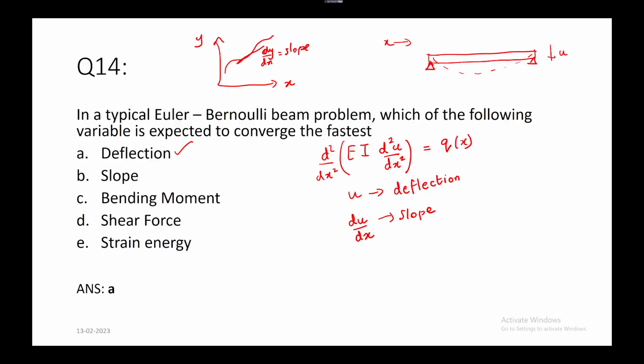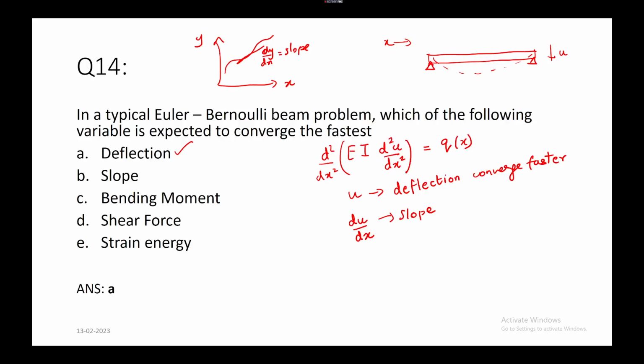So you can see, compared to deflection and slope, which will converge faster? So u is of order 0 because there is no differentiable term at all. du by dx is a first order derivative. So deflection will converge faster. So this is one example. Okay, we'll see the next question now.